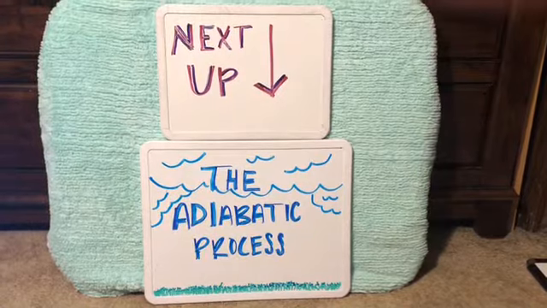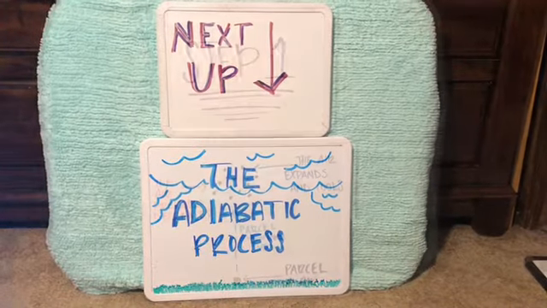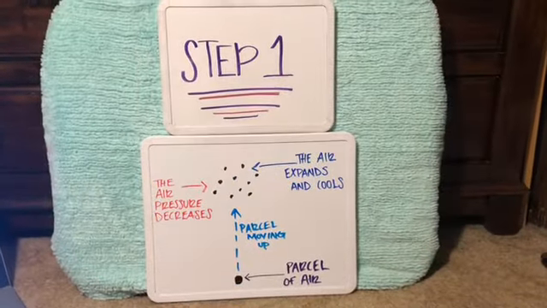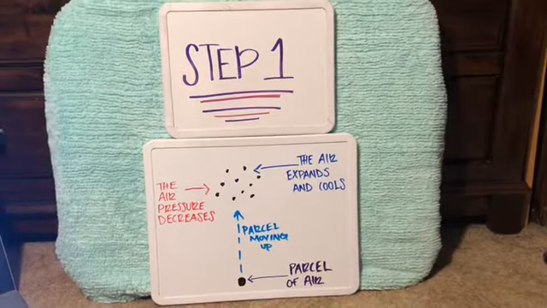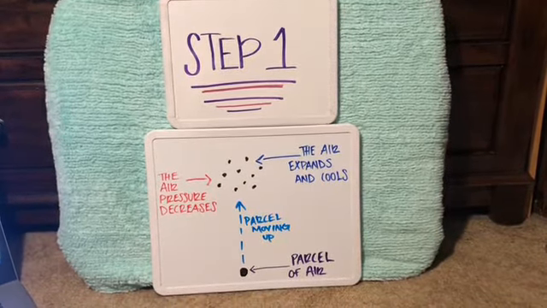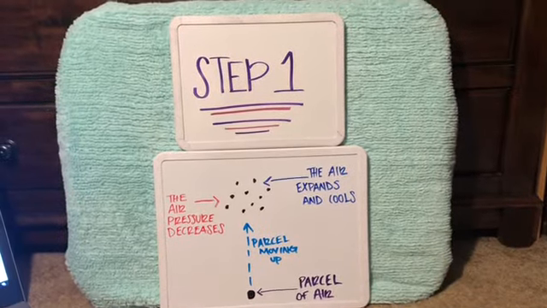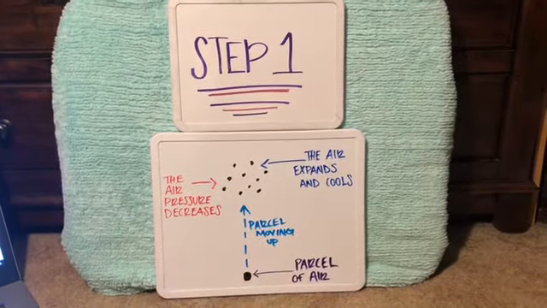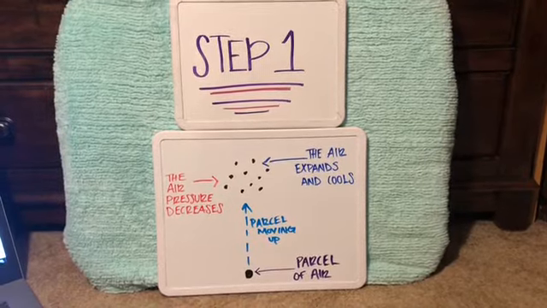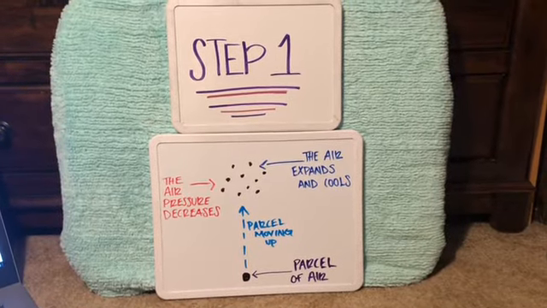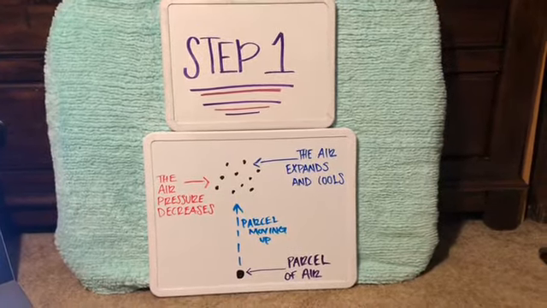Next up, we have the adiabatic process. First step in the adiabatic process is the parcel of air moves upward. As it travels up, the air pressure decreases, allowing the air to expand. When air is allowed to expand, it cools.